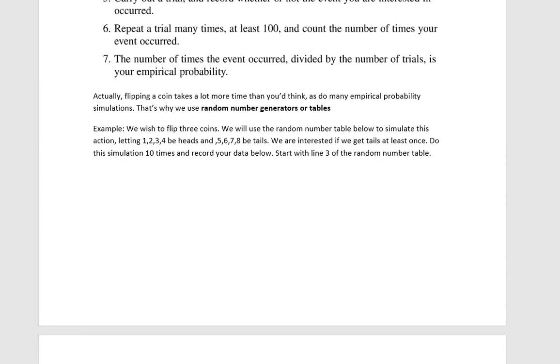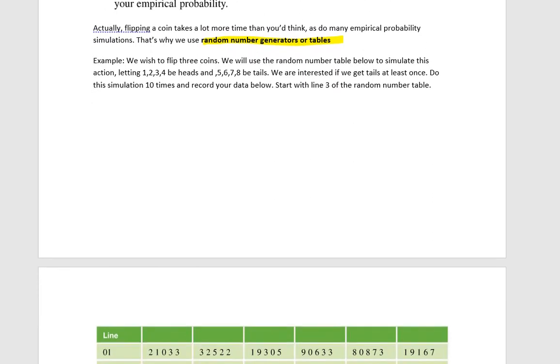So, flipping a coin takes a lot more time than you'd think. So, instead of doing that, we're going to simulate it, and one of the ways we're going to do that is using a random number generator or tables. So today we would most likely use a random number generator in Excel or some other computer program. But way back in the day, before computers, they used to have these books that were just full of random numbers, no joke. So you'd open it up to a random page, read off those random numbers, and that would give you your simulation.